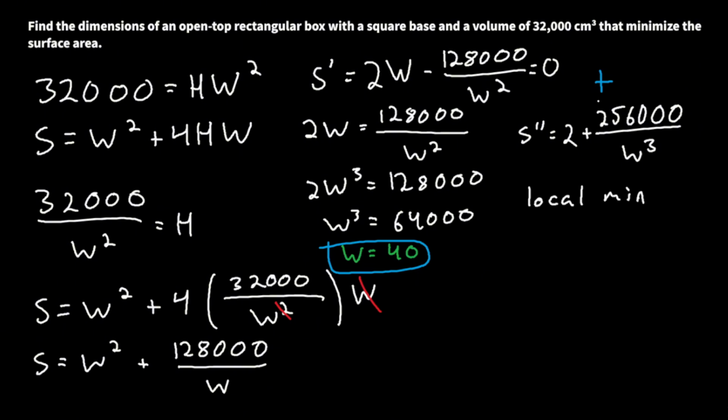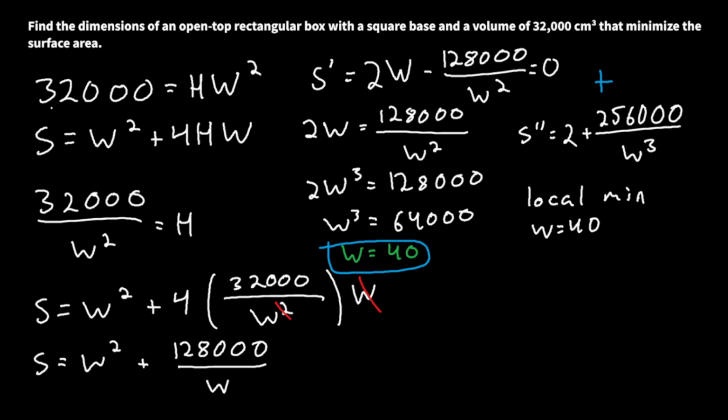Right? When the second derivative is positive, we have a local min. We have a local min at width equals 40, and that's exactly what we want because we want to minimize the surface area. So the width is equal to 40, but we don't know the height yet.